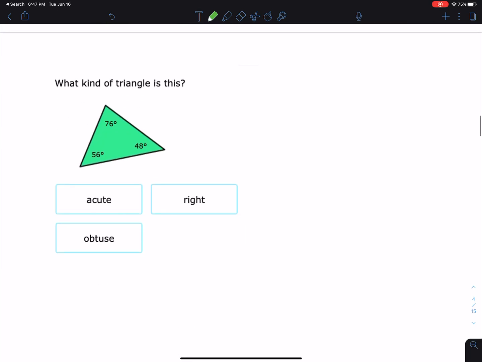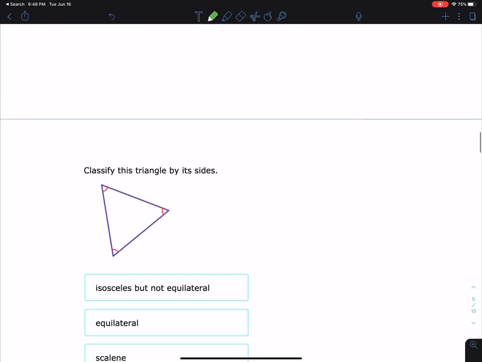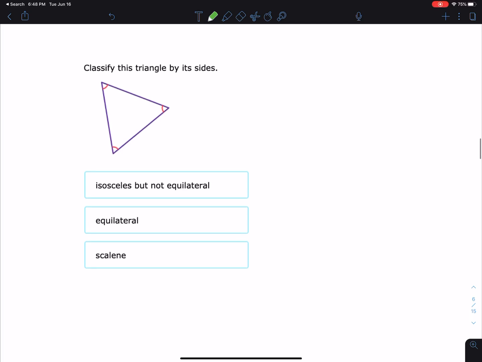Okay, what kind of triangle is this? So I can see they gave me angles, so I'm classifying by angles. I look at all the angles, they're different, and all less than 90, that is acute. Classify this triangle by its sides. Ooh, okay, so notice they say isosceles but not equilateral, so it can't be that. If they gave me the option of isosceles alone, that would be correct. But they did not give me that option, so let me erase it. So I can see it's equiangular, which means it's got to be equilateral as well.